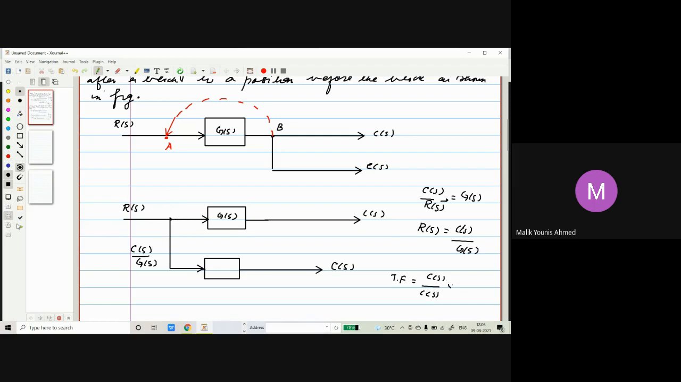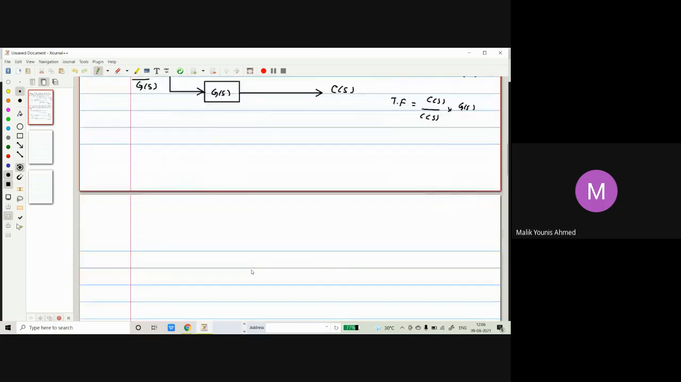That will go up. So C(S) gets cancelled. Which means that whenever you have to replace the takeoff point from a position after a block to a position before the block, then you have to multiply it there by a transfer function which will be equal to G(S) only. So this is the rule number 4.